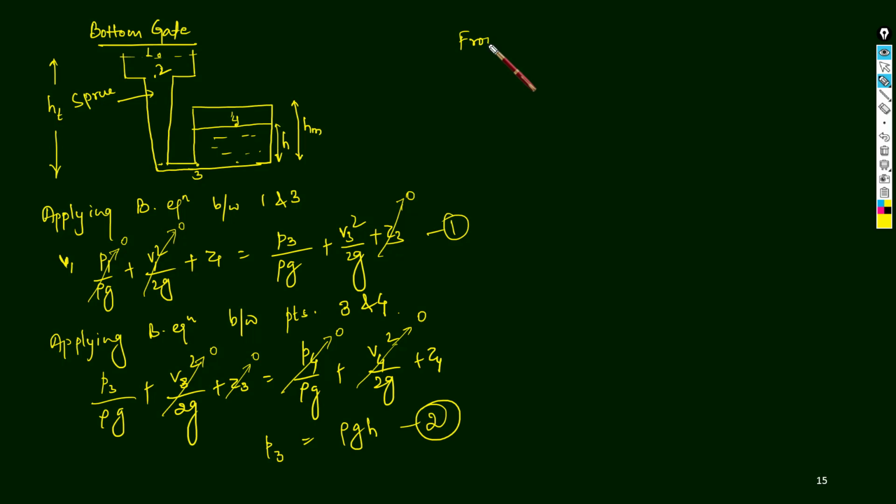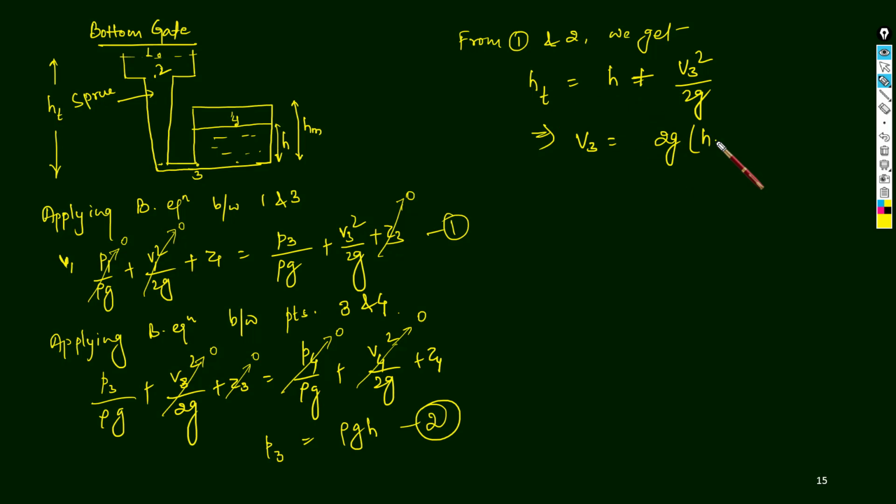So from equation 1 and 2 we get, what is Z1? Z1 is this height, that is ht, and P3 is rho g h, so P3 by rho g is h, plus V3 square by 2g. From here can we say that V3 is equal to root under of ht minus h into 2g. So we have got V3, that is the velocity at this point.